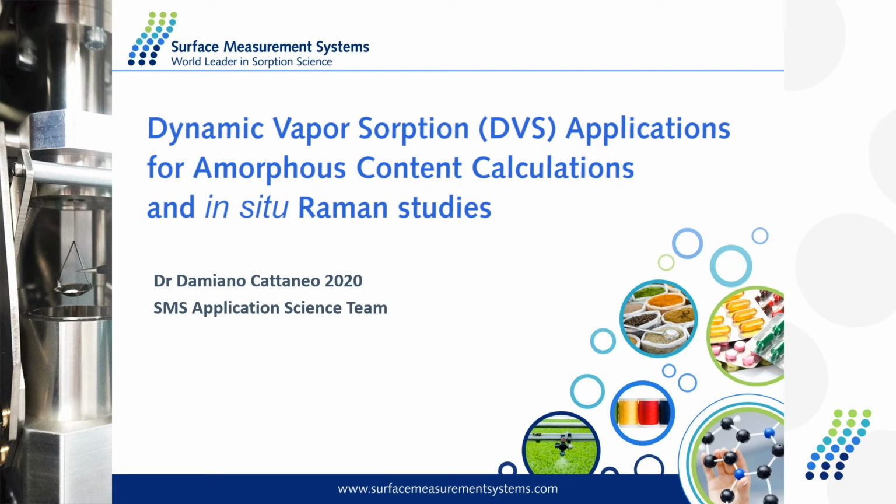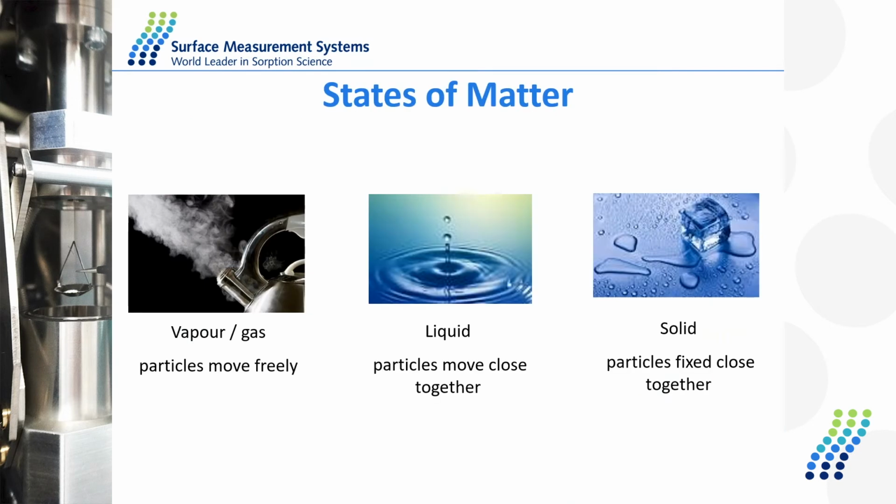So, starting from the initial part of the presentation, whenever we talk about analysis of properties of a sample, we always refer to, obviously, a sample in potentially three different phases: vapor, liquid, and solid. In a DVS, we usually use a vapor phase molecule, which we refer to as a probe, to study the surface or the bulk of a solid sample, powder or membrane or polymers or other types of formulation.